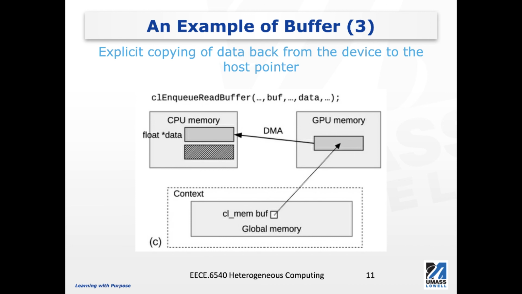After the computation is done, we are going to copy the data back from the device to the host. On the host side, you see another API, clEnqueueReadBuffer, which attempts to copy data from this memory object buff to the data buffer on the host. At this point, there will be another direct memory access operation that copies the data from the GPU memory to the CPU memory. Or if it is an FPGA, then it's the FPGA-side memory unit.